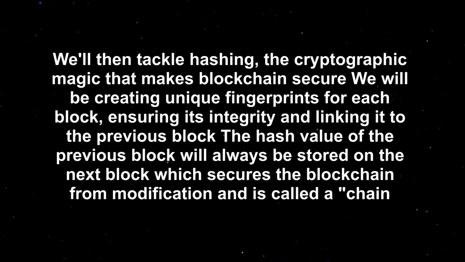We'll then tackle hashing, the cryptographic magic that makes blockchain secure. We will be creating unique fingerprints for each block, ensuring its integrity and linking it to the previous block. The hash value of the previous block will always be stored on the next block, which secures the blockchain from modification and is called a chain.